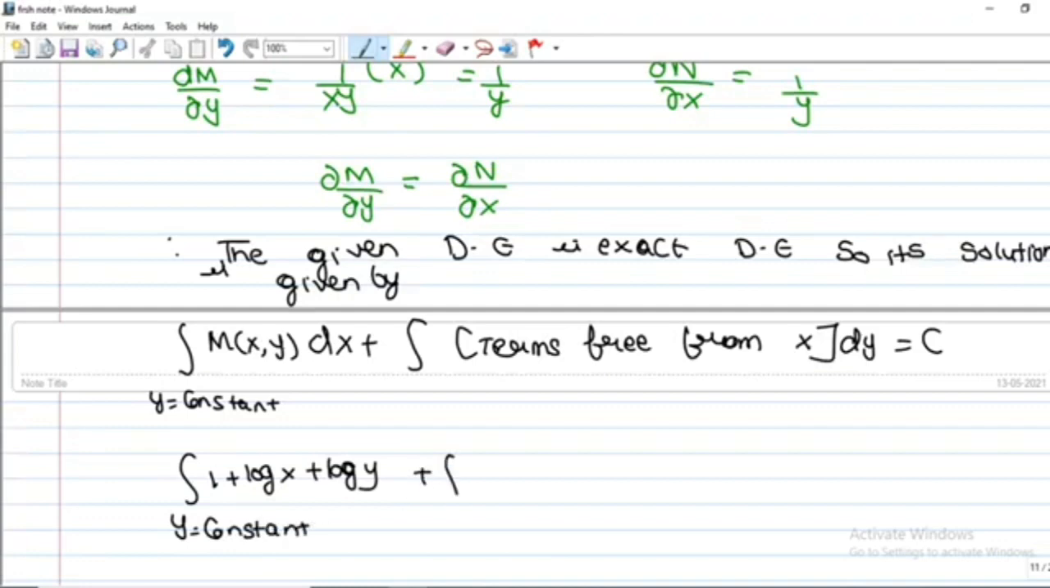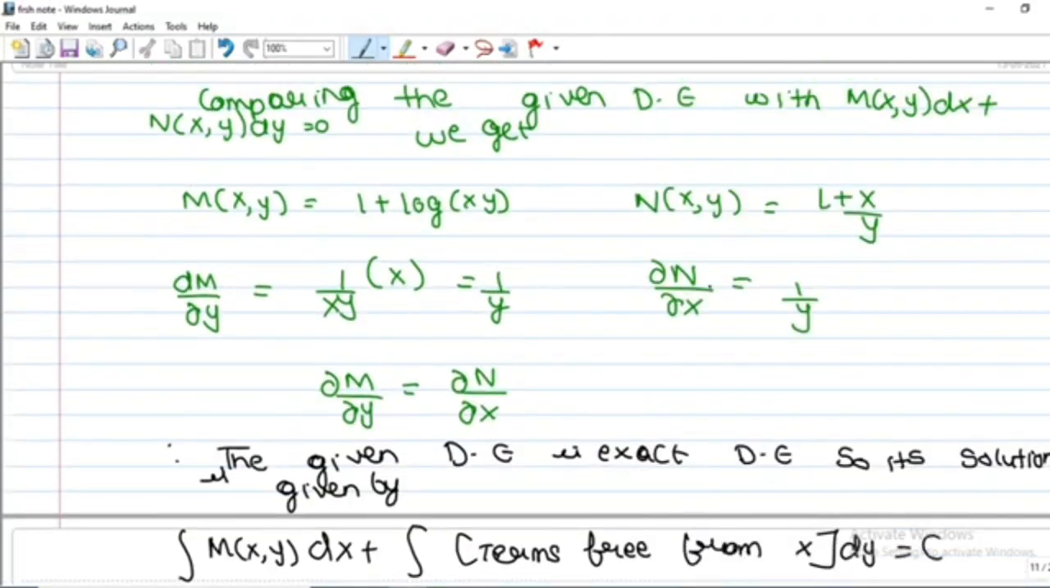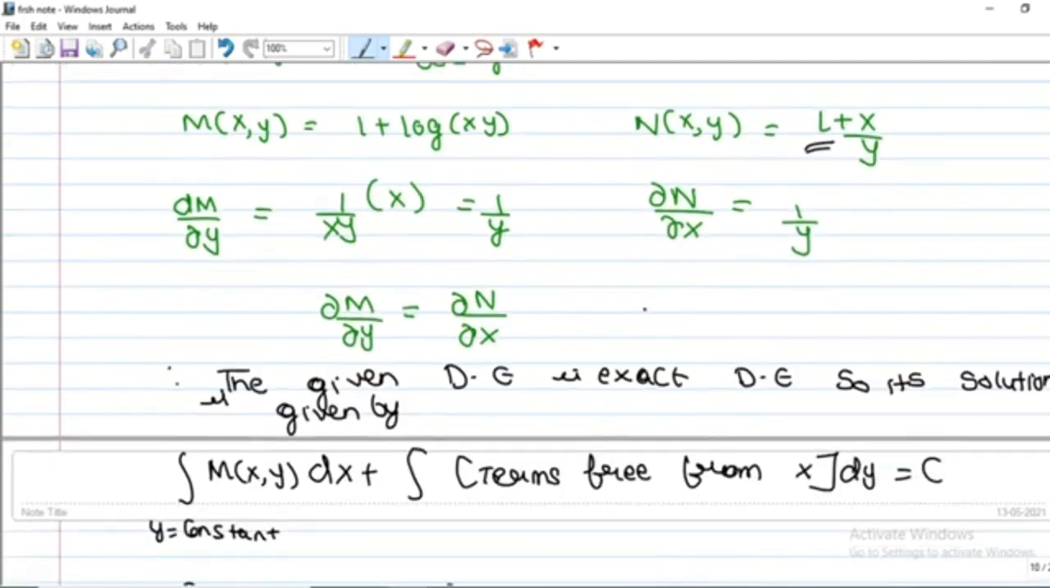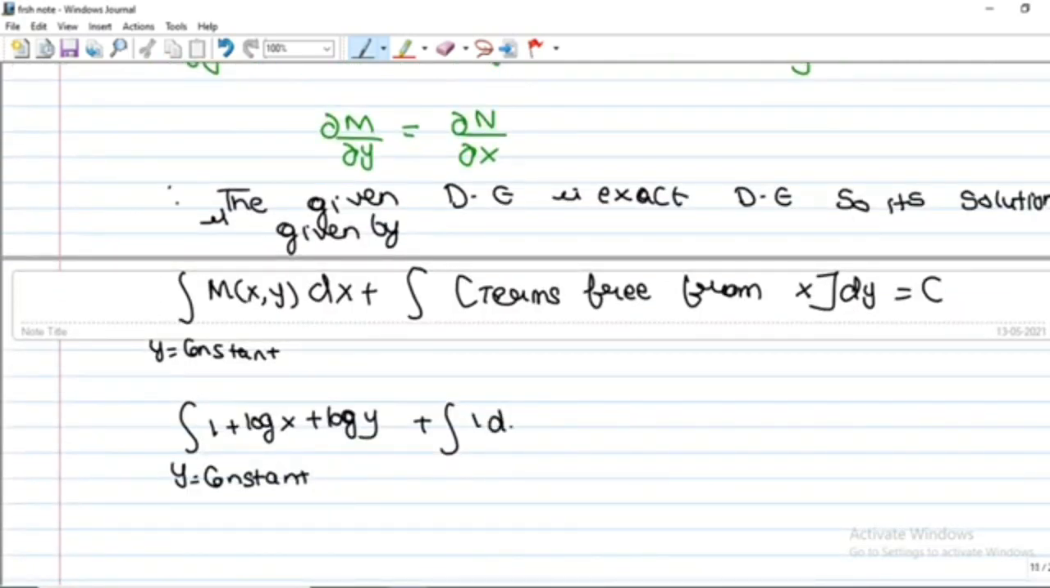After this I need to get terms free from x. So in this, is there any term which is free from x? Yes, this one is free from x. So I will write 1 dy equals c. If I integrate this, we are integrating with respect to x, keeping y constant. So here it will be x and here it will be 1.